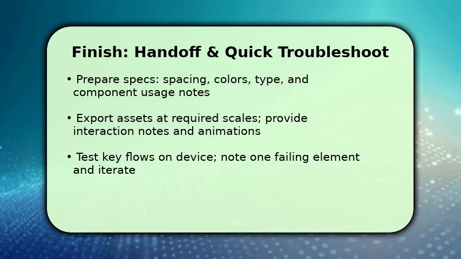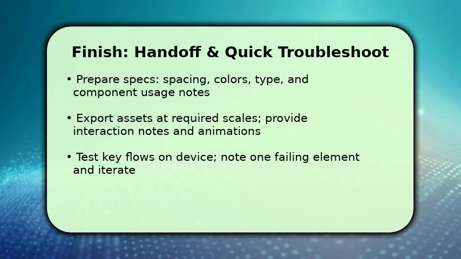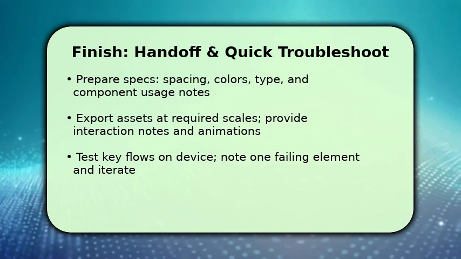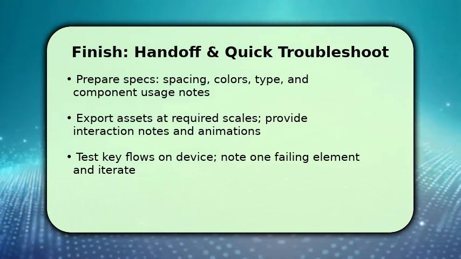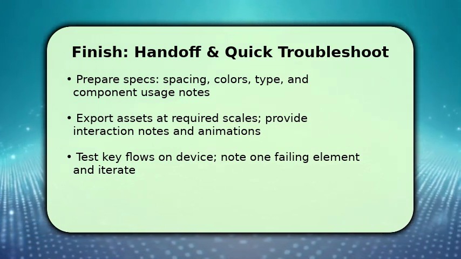Make sure to test the primary flows on an actual device and record any mismatch in spacing or legibility. If something breaks, fonts misrender, spacing shift, revisit tokens and component constraints. Adjusting the base scale usually fixes most alignment and rhythm problems quickly.